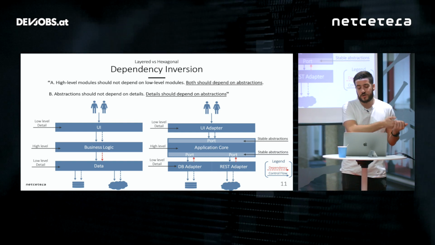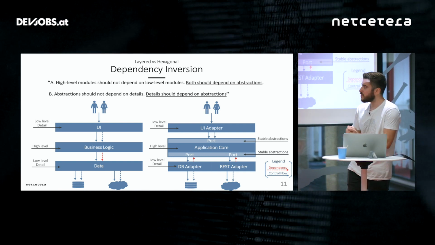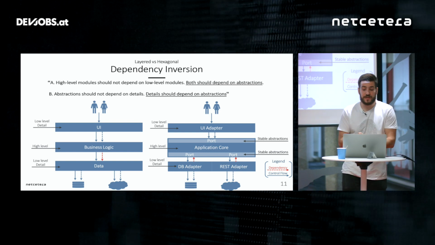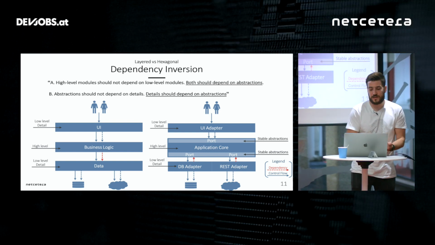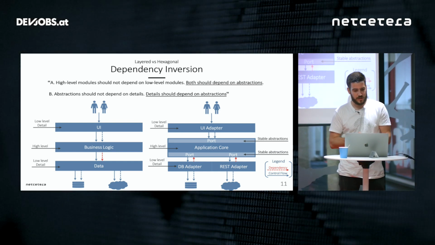And the first rule also states that both should depend on abstractions. Well, in the layered architecture, we don't see any abstractions. But in a hexagonal architecture, we see that we introduce some ports, which are our stable abstractions.